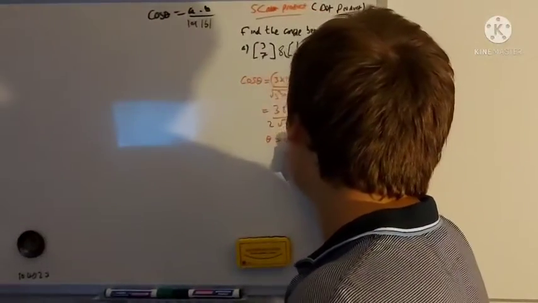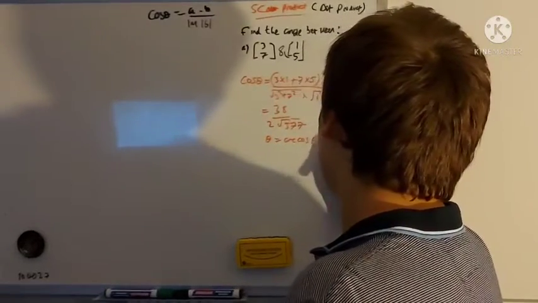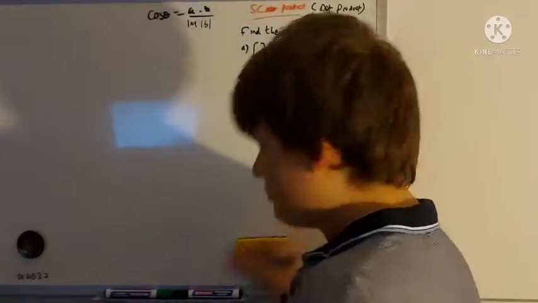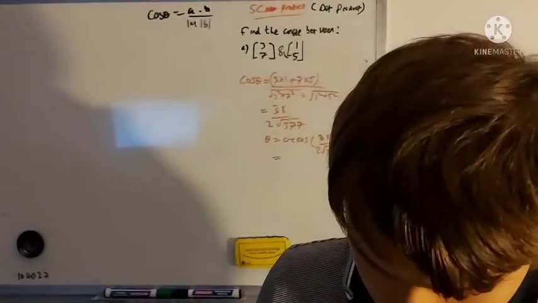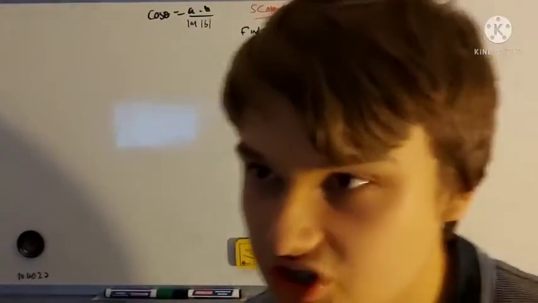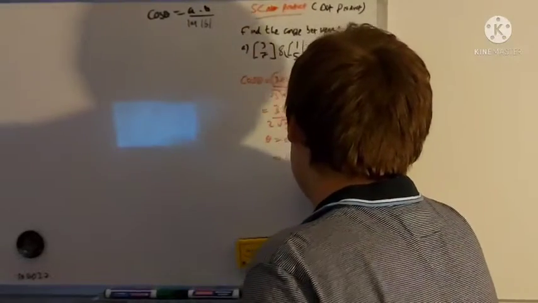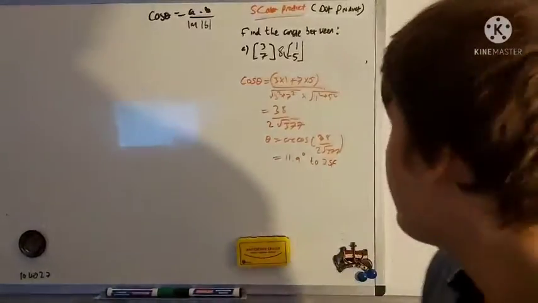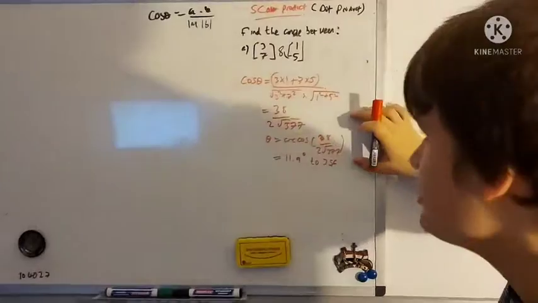Well, theta then is just the arc cosine of 38 over 2 square root 377, which is about 11.9 degrees. That is how we can use a scalar product to find the angle between these two vectors.